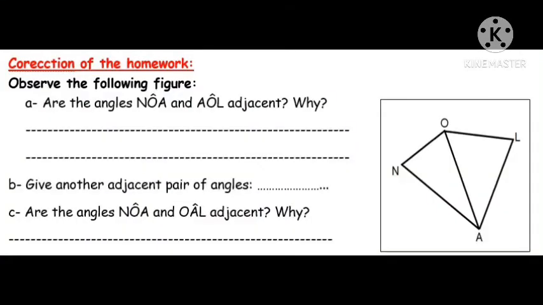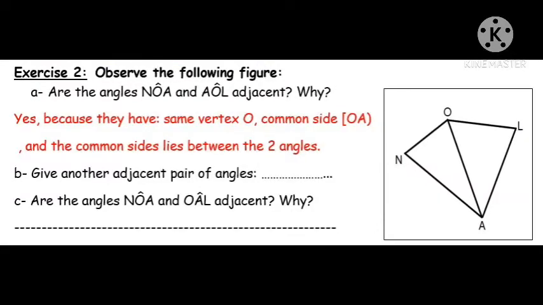Okay, now let's start correcting the homework. Observe the following figure. Are the angles NOA and AOL adjacent? We have to check the conditions of adjacent angles: have same vertex, common side, and their common side lies between the two angles. Do they have these conditions?